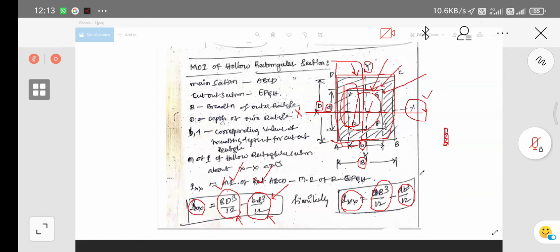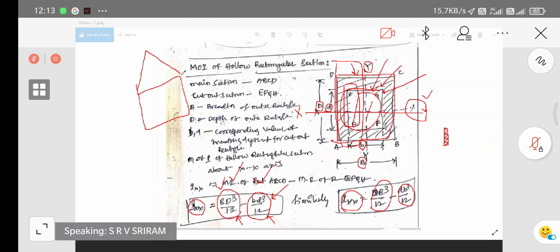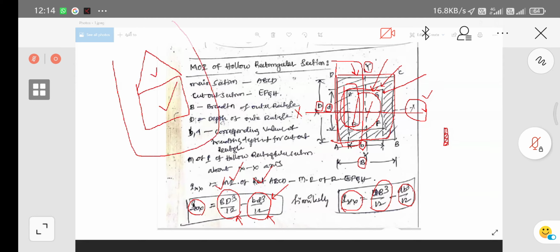Okay, sorry, this is the cutout portion, but the composite portion is nothing but, see here, I will definitely give you clarity. Some composite section is like this. A composite section is nothing but regular geometries combined together and forming one single geometry. Here two individual geometries are combining.